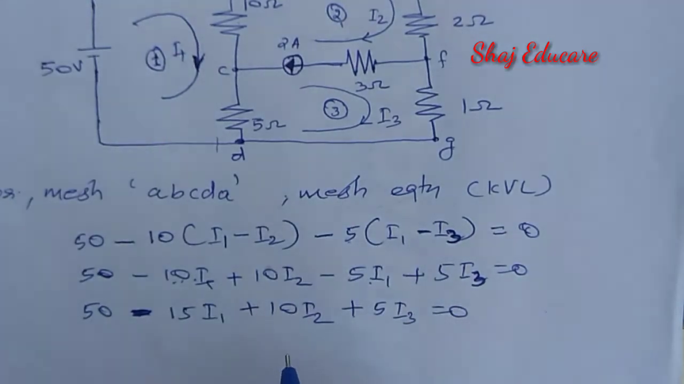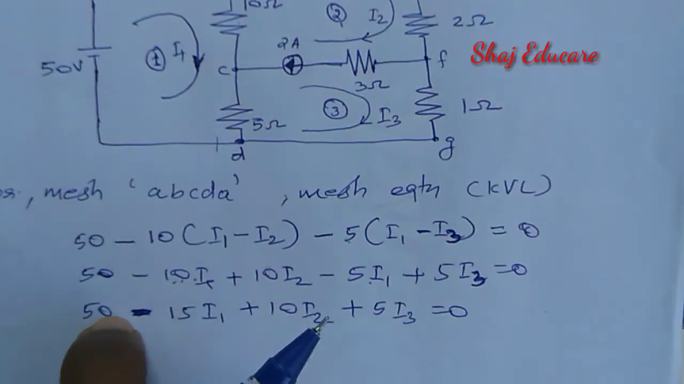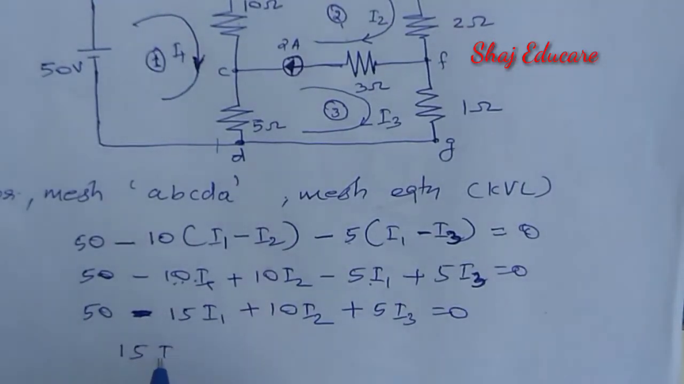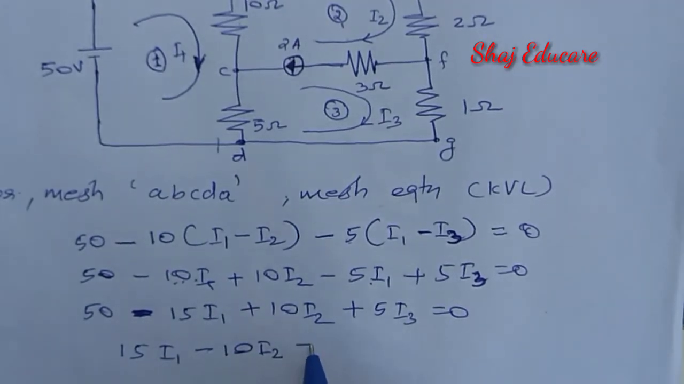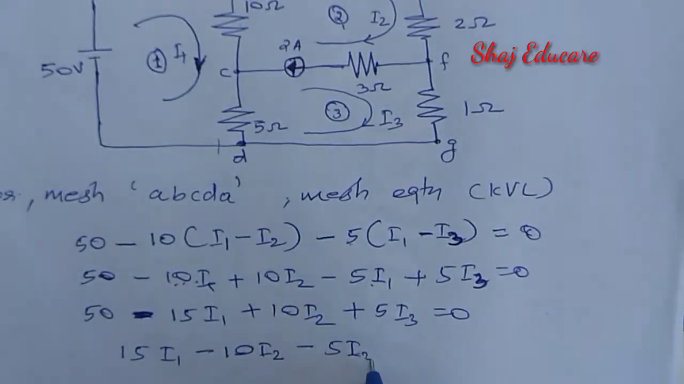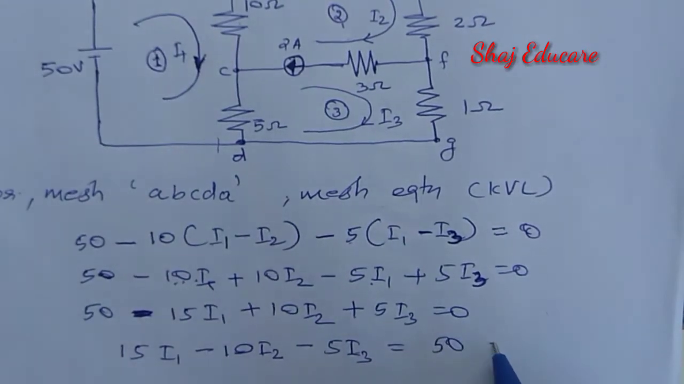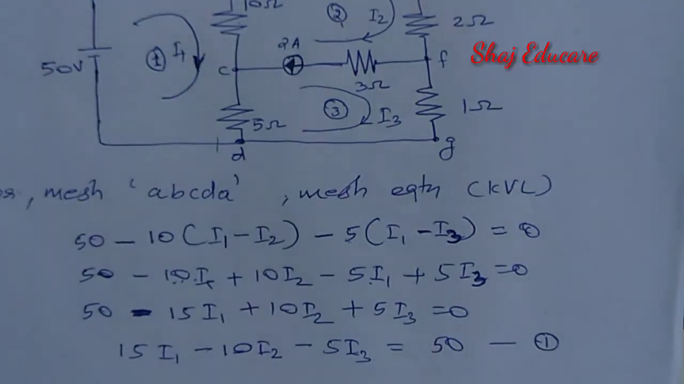Now let us express this equation in standard form, such that the constant term should appear on the RHS. Now I am going to rearrange it. 15 I1 minus 10 I2 minus 5 I3 equals 50. Let us mark it as equation number 1.